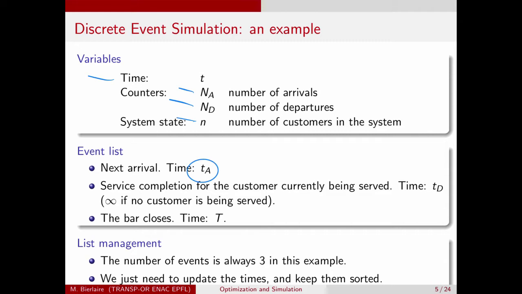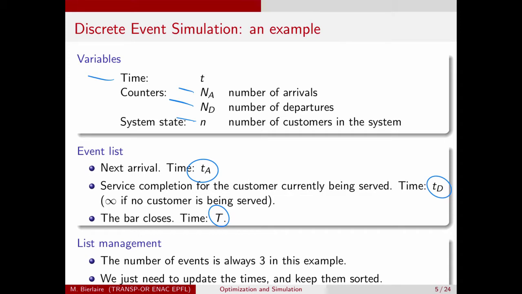So TA will be the time of the next arrival of the customer. TD will be the time when the current customer will leave the bar. And actually, if there is no customer currently being served, we will set it to infinity. And finally, the bar will close at a time that will be always the same, it is capital T.